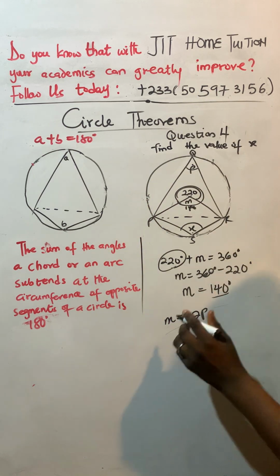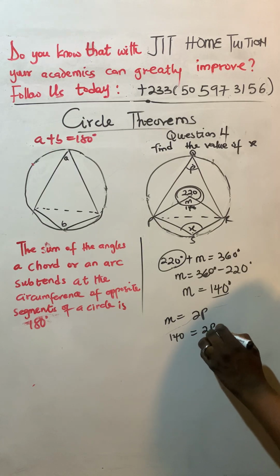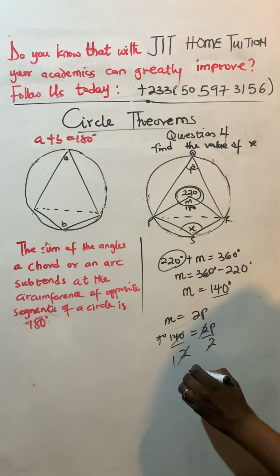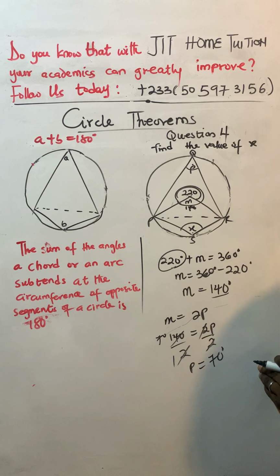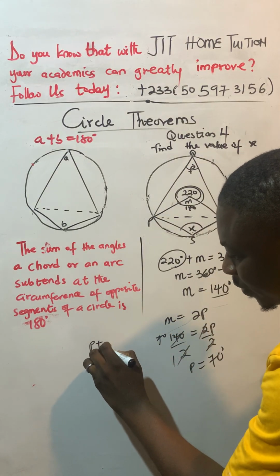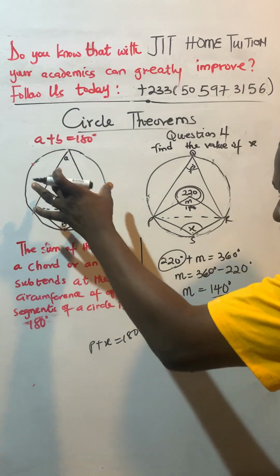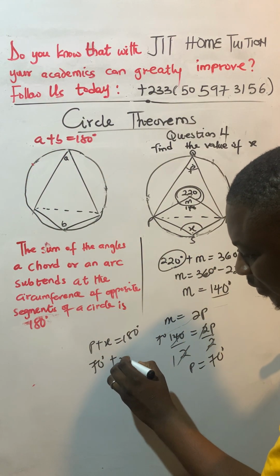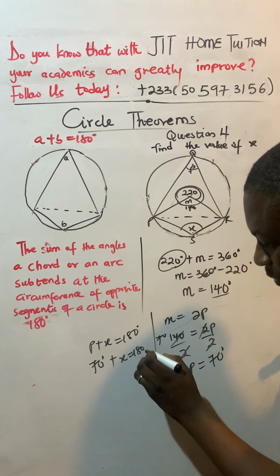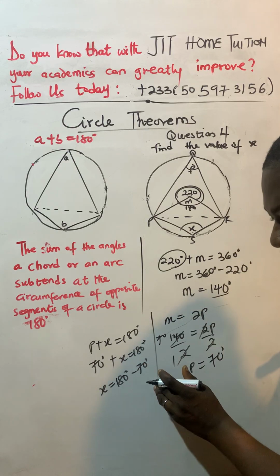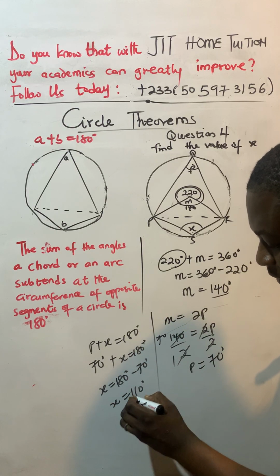So if this side is 140, you have 140 equal to 2p. Because we are looking for p, we divide by the coefficient of p. Here you have 70. Therefore, p is equal to 70. Now, having gotten the angle over here, this angle that is p plus x should be equal to 180. You are now coming to apply this one. But what is p? We've gotten it to be 70 plus x equal to 180 degrees. So we make x the subject, giving 180 degrees minus 70. X will be equal to 110.